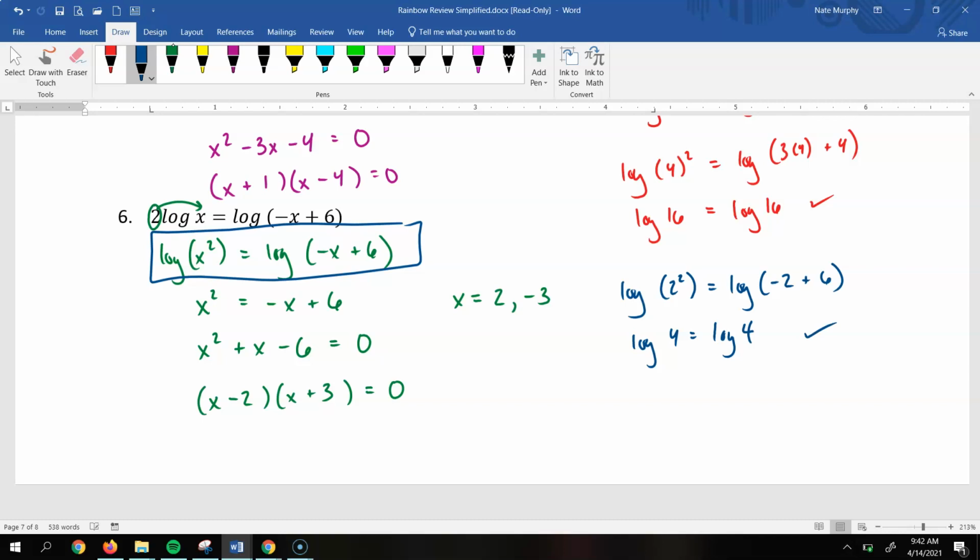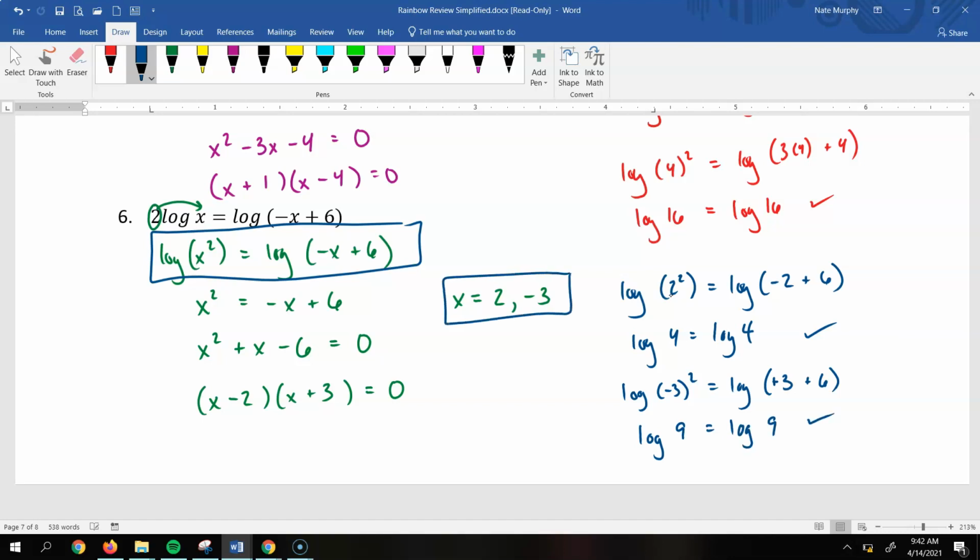So we're going to do the next one, negative 3. So we would have the log of negative 3 squared. We want to see, does that equal the log of, now this would be a negative 3, which would make that a positive 3 plus 6? Well, negative 3 squared, sure enough, that's a positive 9. And over here on the right, 3 plus 6 is also positive 9. So that also checks, so both of those are correct answers. So there are no extraneous solutions in that one either. And that's it. So hopefully that answers the questions that you had from this purple section.